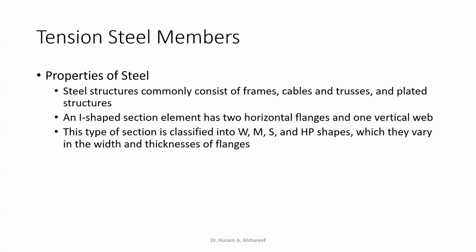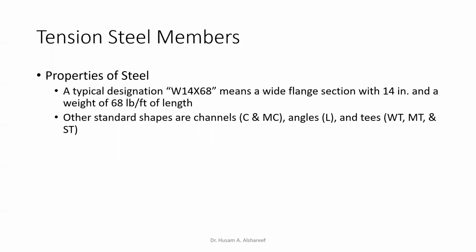So first, steel structures typically consist of frames, cables, trusses, and plated structures. The I shapes typically consist of two pieces of flange horizontally and one vertical piece, which is the web. Now, the classification of these sections comes by W shape, M, S, and HP shapes, and they vary from classification to classification by the thicknesses of their flanges.